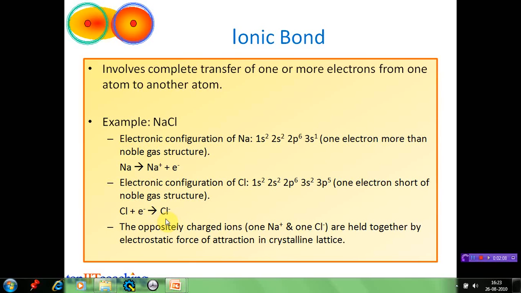that is the chloride ion. So when sodium and chlorine react together, the outer electron of the sodium atom, that is this 3s1 electron, is transferred to the chlorine atom, forming a sodium ion and a chloride ion. These two oppositely charged ions are now held together by electrostatic attraction in a crystalline lattice. This is what we call ionic bond formation.